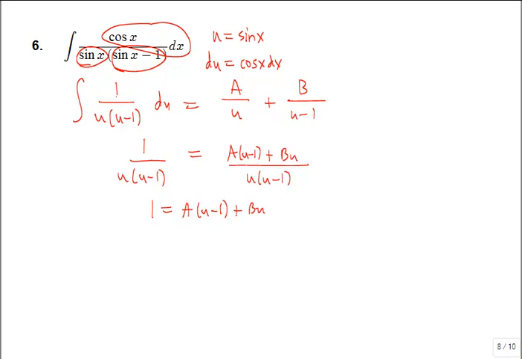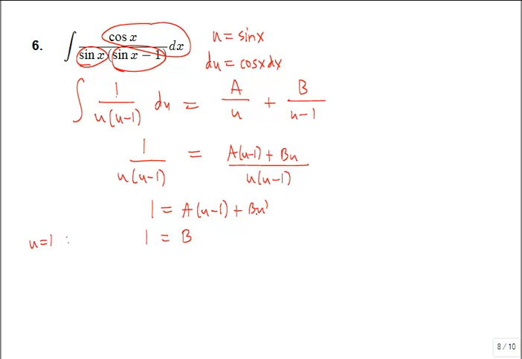Now this one has some nice zeros. If you want this factor to go to 0, you would need to let u be 1. So let's let u equal 1. The left side is 1. If u is 1, this goes to 0, so this whole term goes to 0, and I just get b times 1. So b must be 1.